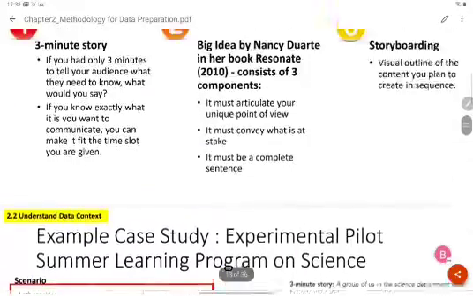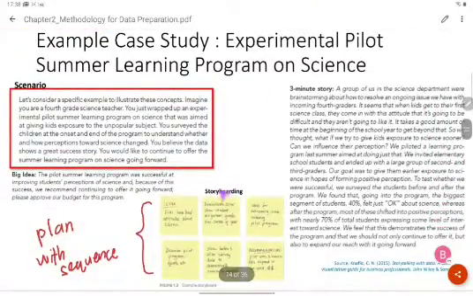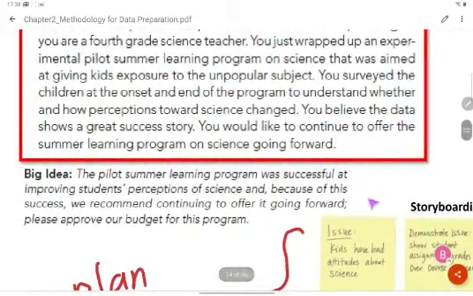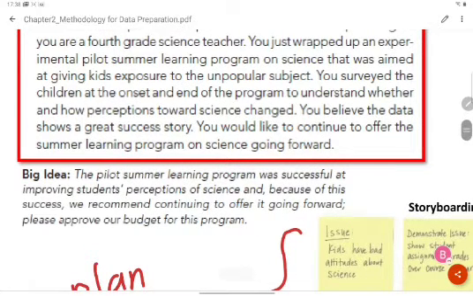Okay, as mentioned, in the big idea it's just one sentence. Make it one sentence. It's like: the pilot summer learning program was successful at improving students' perception of science, and because of this success, we recommend continuing to offer it going forward. Please approve our budget for this program. Okay, this is just one big idea, but all of the plan is summarized in one sentence.